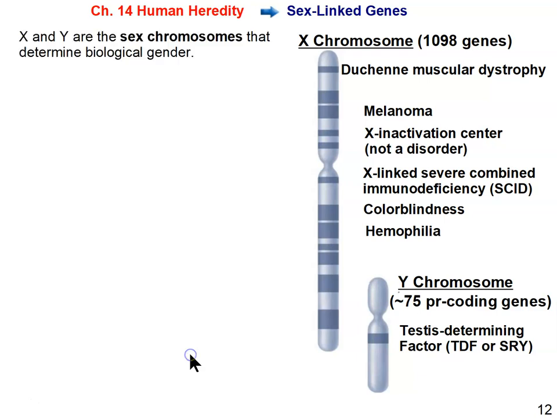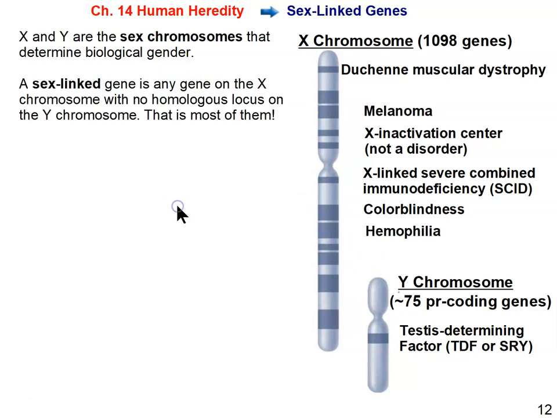But the X and Y are the sex chromosomes, as opposed to the autosomes. All the other chromosomes are referred to as autosomes, if you'll recall. The X and Y chromosome determine biological gender. And I'm specifying biological gender here because, as I'm sure you're aware, it can be a little bit more complicated than that in humans and even other species too.